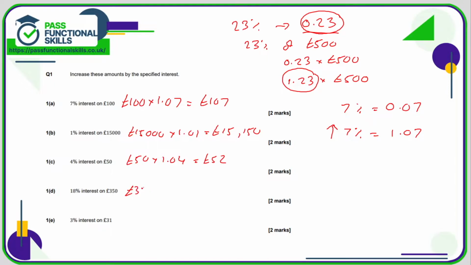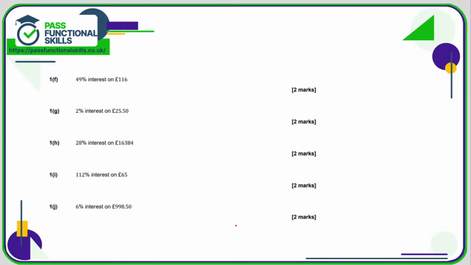D, 350 multiplied by 1.18 comes to £413. And E, 31 multiplied by 1.03, that comes to £31 and 93p. Continuing, here we're going to have 116 multiplied by 1.49, and that comes to £172.84. Here we've got £25.50 multiplied by 1.02, which is £26 and a penny.